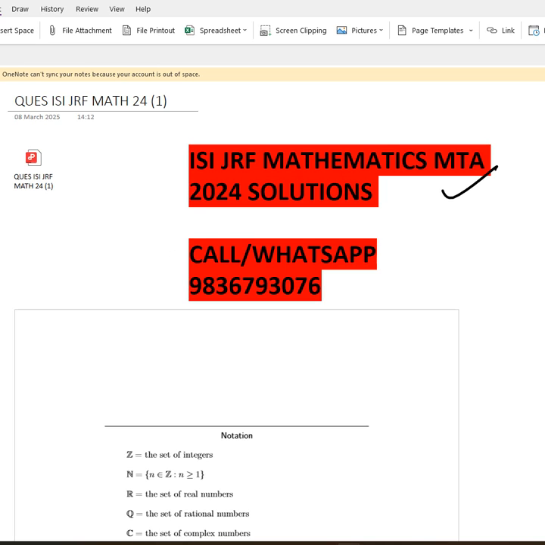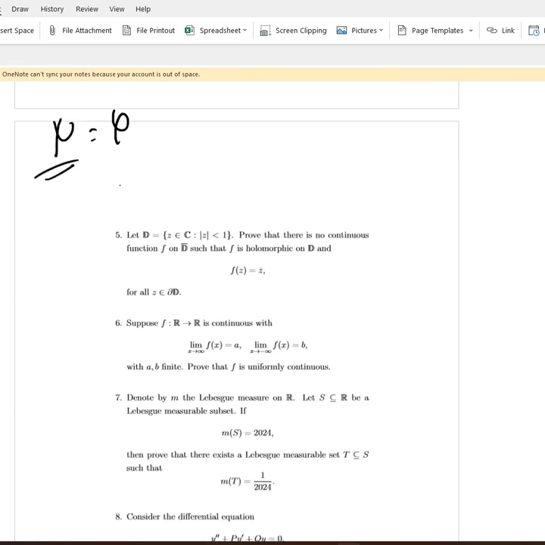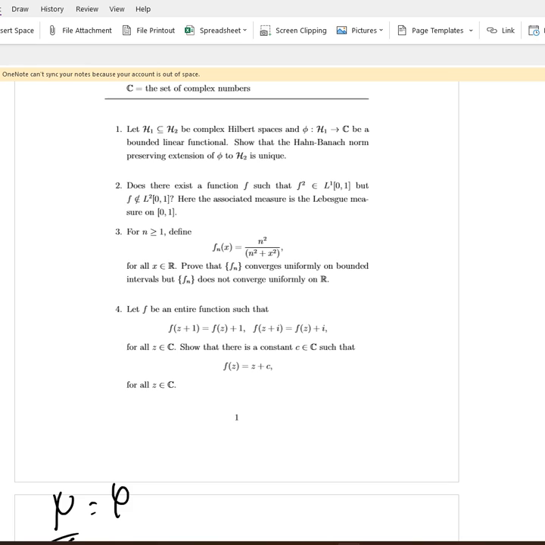Hello, dear students. Today we are solving the ISI JRF MTA question paper for 2024, which will be useful for the students of 5, 6, 7, 8 everywhere. We have already solved 1 and 2, so today we are solving 3.